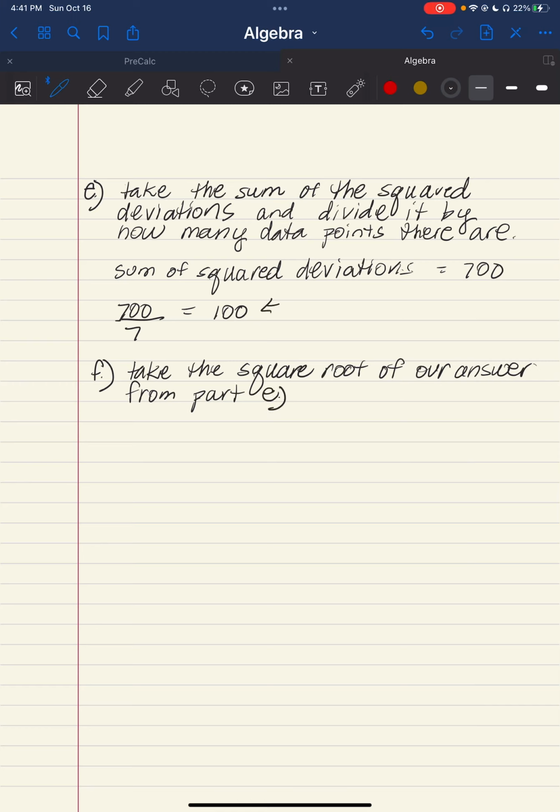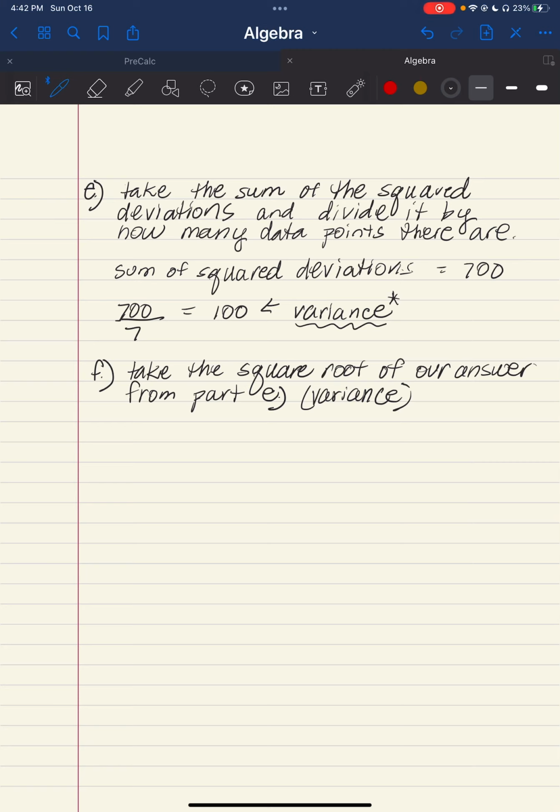And remember, we call this the variance. That's kind of for free. You get that little piece of the variance. So take the square root of our answer from part E, also called the variance. And if you do this, you will end up with the standard deviation. The square root of the variance is a standard deviation.